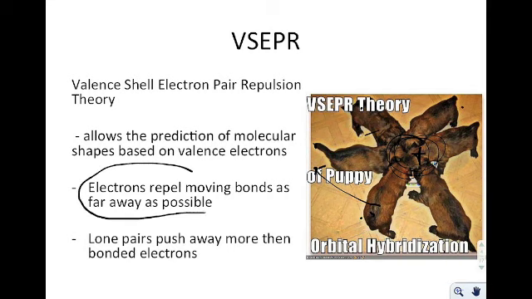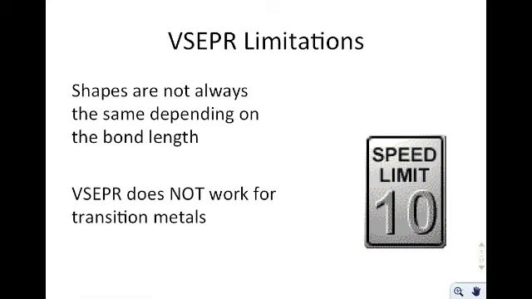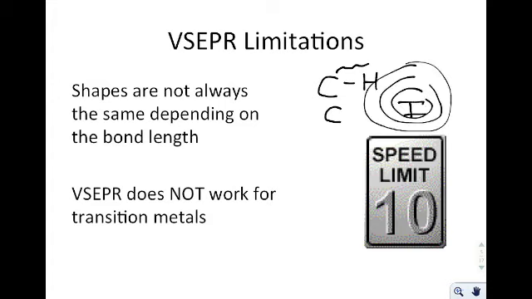It's based on the fact that electrons repel, and bonds are part of that repulsion, and they will move as far away from each other as they possibly can. Okay, lone pairs push away more than a bonded pair, and we'll talk about why in just a little bit. There are some limitations to VSEPR theory, and the first is that the shapes are not always the same depending on the bond length. So, for example, a C-H bond has a certain bond length. But if you were to bond carbon with something like iodine, because iodine is so much larger and has a different electronegativity, it doesn't necessarily produce the same bond length, and that can limit the shape.